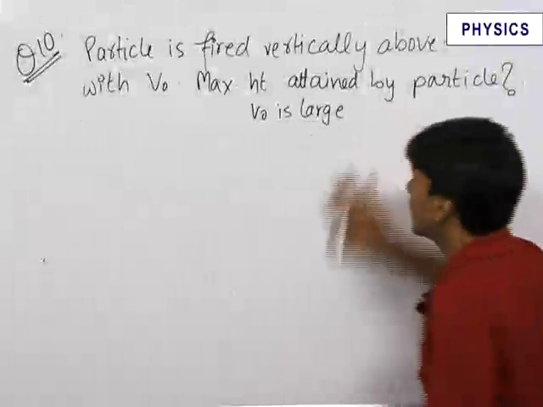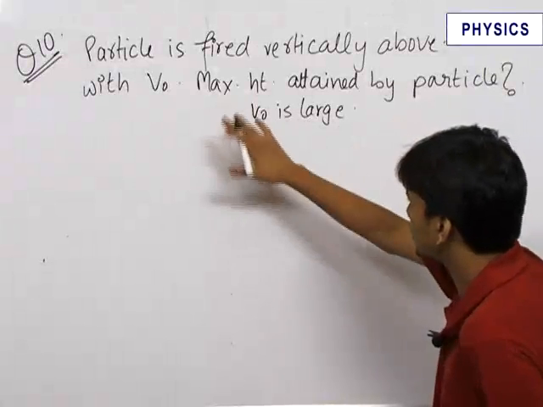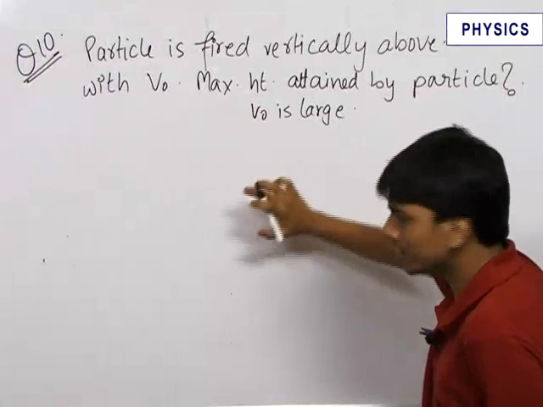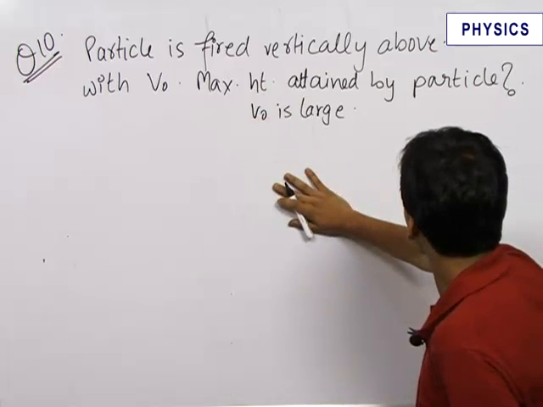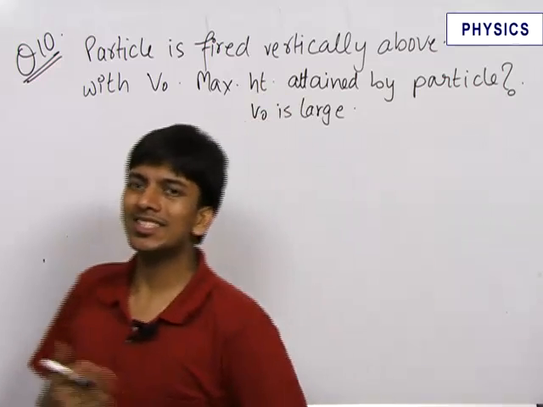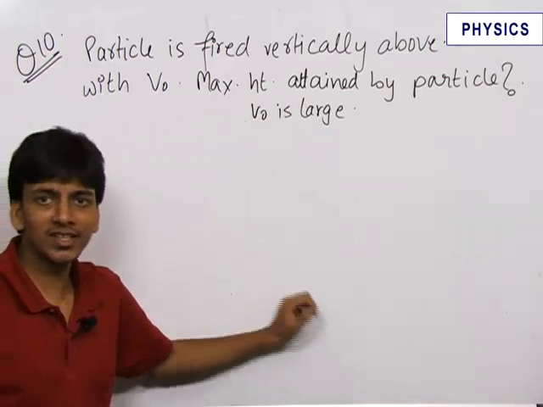So in this question, we have been given a particle is fired from the surface of the earth vertically above with velocity v0, where v0 is not small. Therefore, we need to find out the maximum height attained by the particle. In these type of questions, the first thing that should come to your mind is mechanical energy conservation.